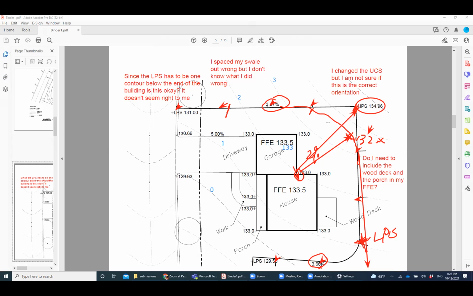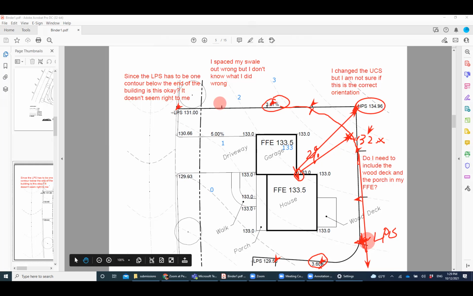And then I was also confused about the LPS on the top part, because I thought that it had to be 1 contour below, but I guess it doesn't because you addressed that earlier. Yes. The LPS for this exercise could be roughly in this area, and this one could be roughly in this area.